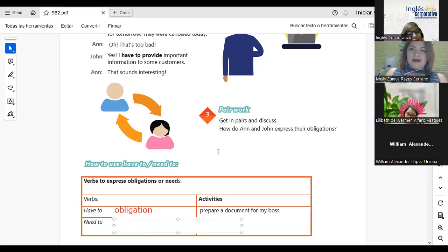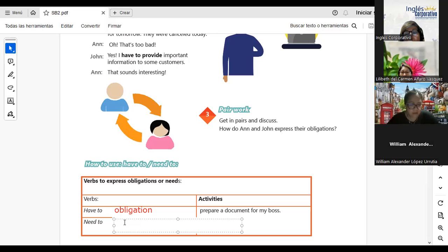Okay. Tell me. What do you express when you use need to? Okay, I want to say the name. Edwin. What do you express? Edwin, what do you express when you use need to? What is the word in English? William? Okay. Maybe you don't know how to say it in English, that's why you don't tell me.